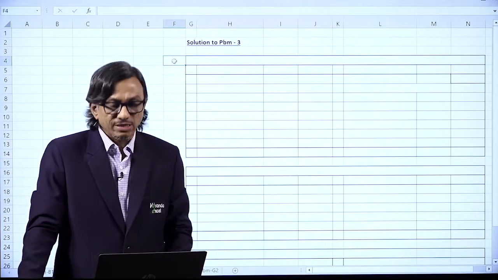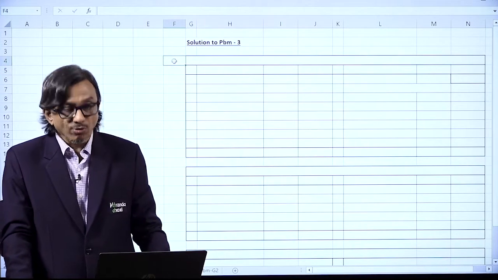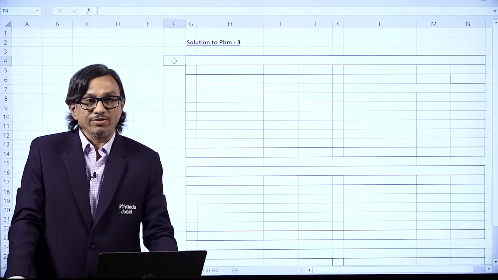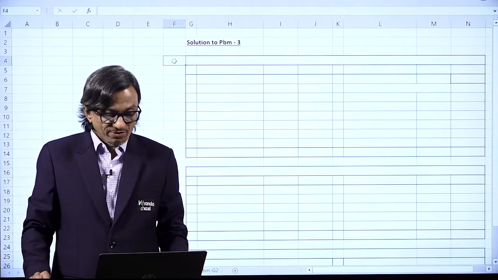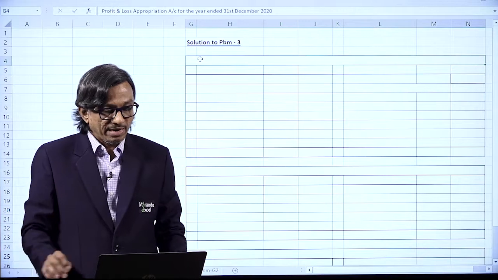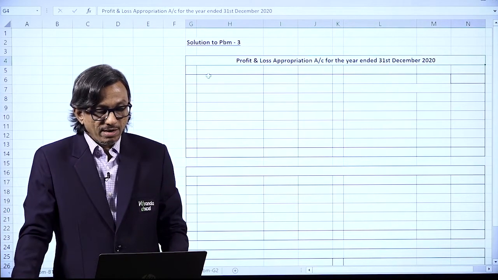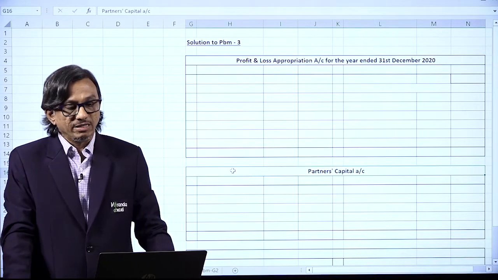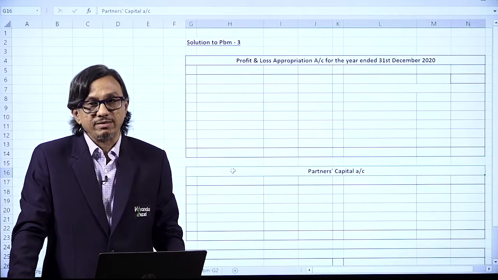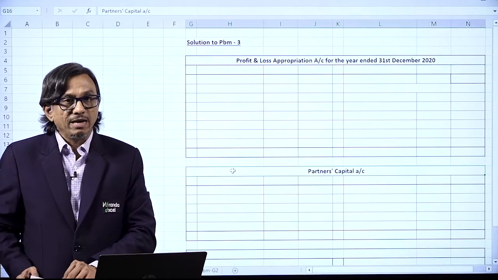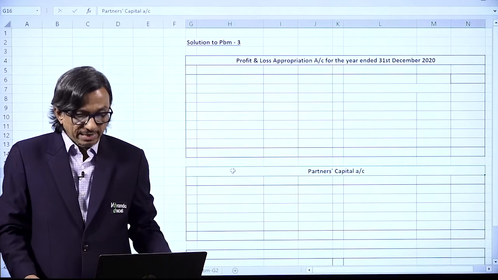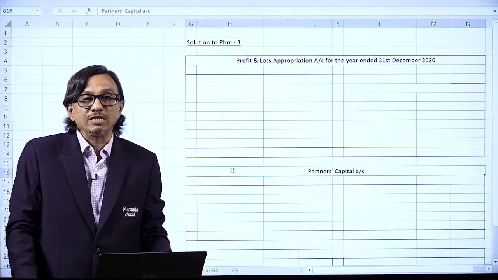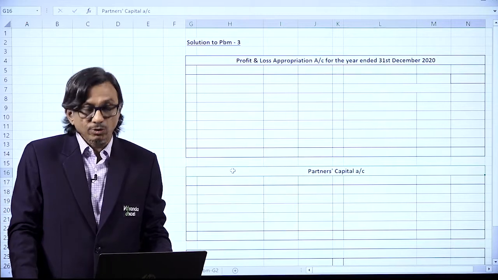Friends, we have seen the question, problem number 3. Now we are going to see how to solve it. They have asked you to fill in the missing figures in number 1, the P and L Appropriation account, and number 2, the partners' capital account. Whatever information is already given will appear as it is. For example, in the P and L Appropriation account, interest on capital for M, 2 lakh, is already given, and the profit transferred to K, 3 lakh, is already given. No other information is given.